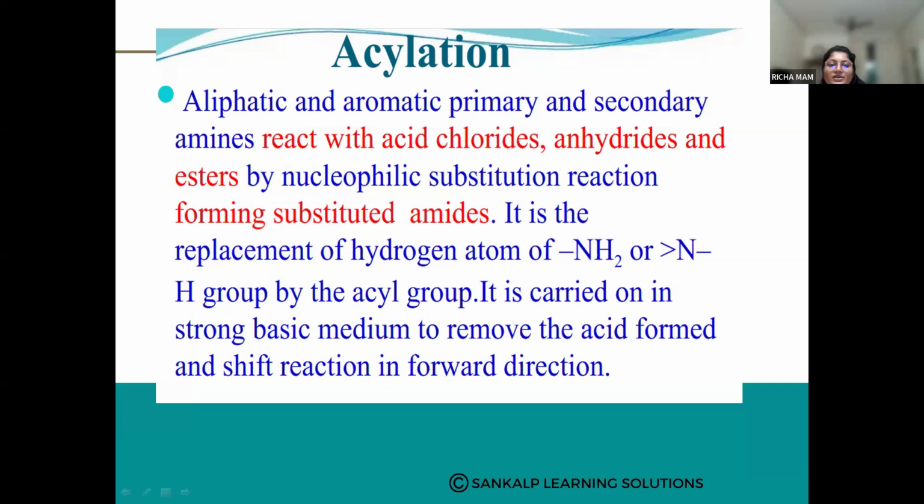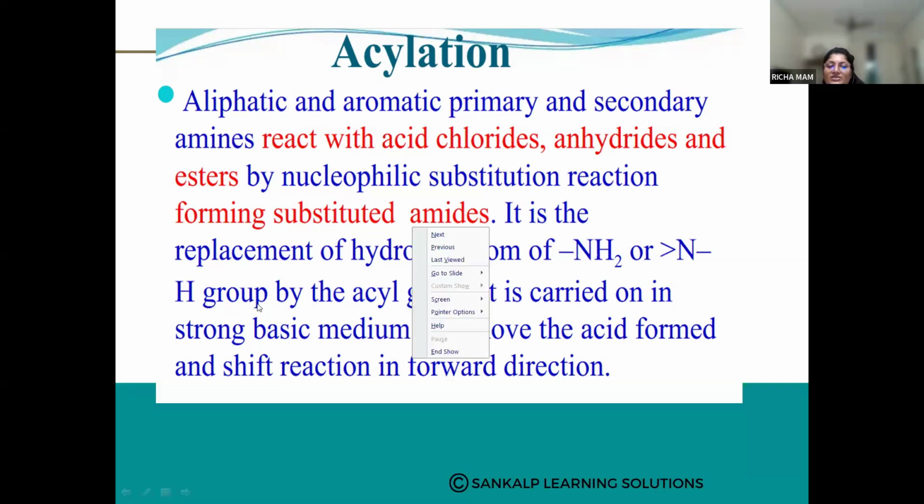Just now, what all have we discussed? We have discussed alkylation and we have discussed acylation. So what is the difference? In alkylation, we are treating it with excess of alkyl halide, and at each step there is a replacement of the hydrogen atom of the NH2 group by the alkyl group, and it forms secondary, tertiary, and finally the quaternary ammonium salt.